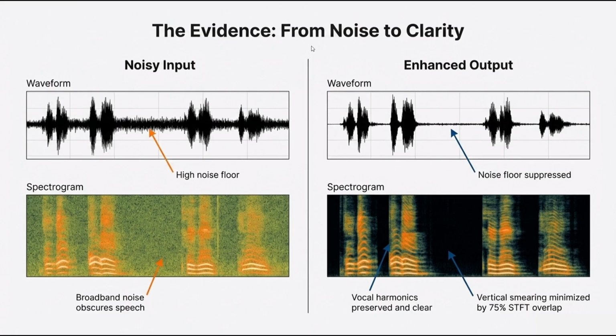Here we show cumulative evidence, waveform and spectrogram comparisons. In the noisy input, the noise floor is high and speech harmonics are partially obscured. In the enhanced output, the noise floor is noticeably suppressed while harmonic structures are clearer and temporal smearing is reduced. This is important because good denoising isn't just removing energy, it's preserving the speech patterns that the ear uses for intelligibility.